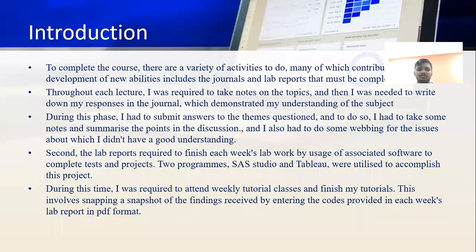Beginning with the introduction, to complete this course, there are varieties of activity to do which contribute to development of my new abilities, including the journal and lab reports that must be completed. Throughout each lecture, I was required to make notes on the topic, and then I was needed to write down my responses in the journal, which demonstrate my understanding of the subject. During this phase, I had to submit answers to the themes questions, and to do so, I have to take some notes and then summarize the point in the discussion, and I also had to do some webbing for the issues which arise during these questions to make my understanding better.